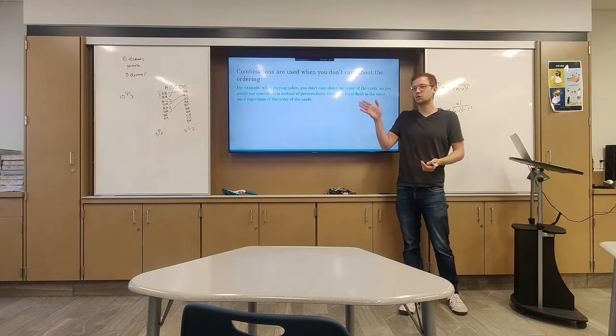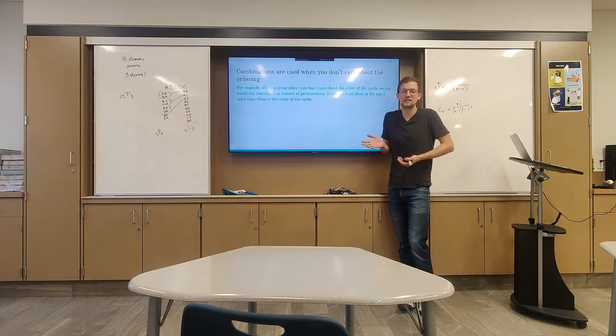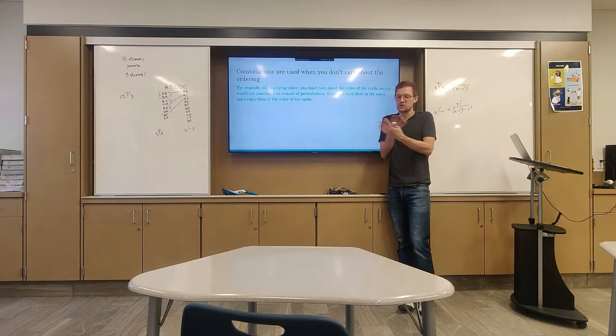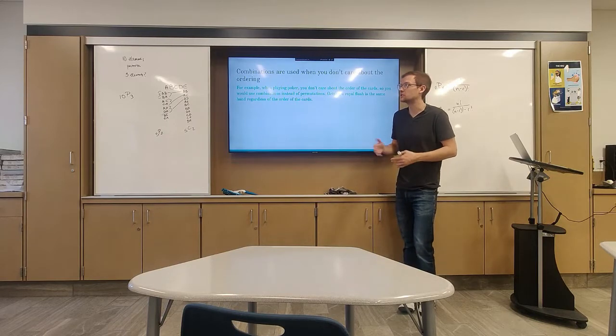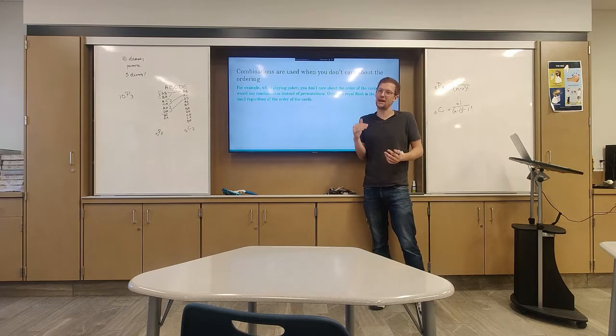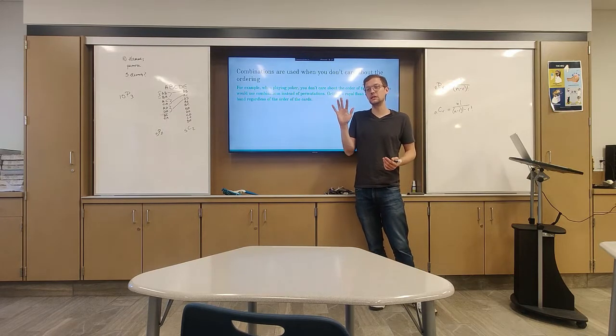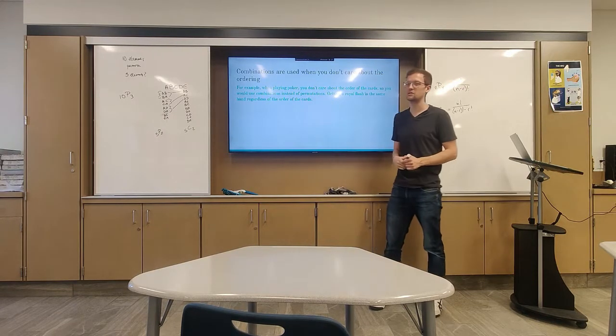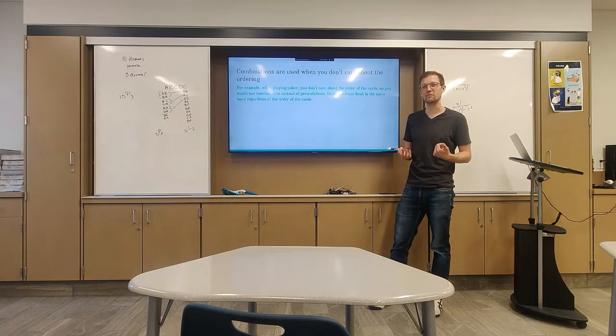If you have a 2, 3, 4, 5, 6, that's the same thing as a 6, 5, 4, 3, 2. It's the same hand. Just because it's in a different order doesn't mean it's a different hand. And so you don't want to count all of the different orderings as different hands. You only want to count the unique combinations. And so we would use combinations whenever we don't care about the ordering.